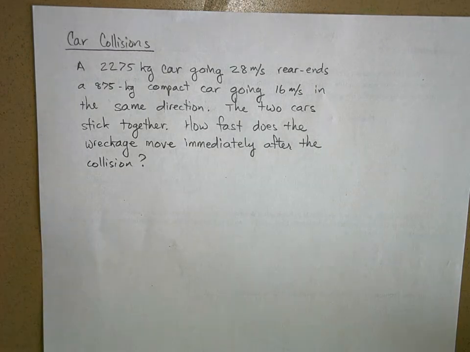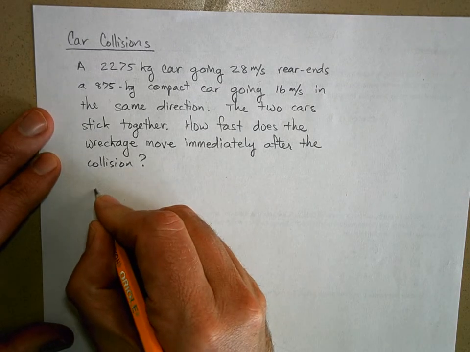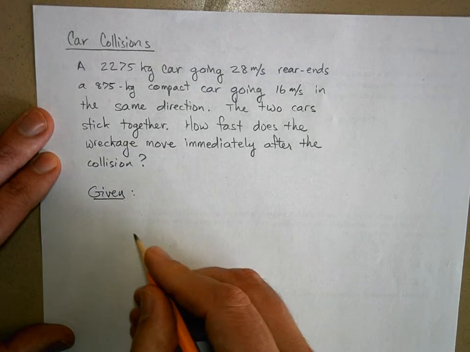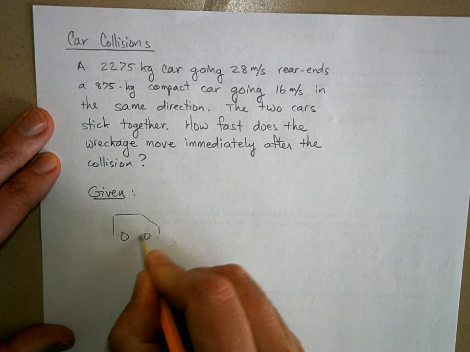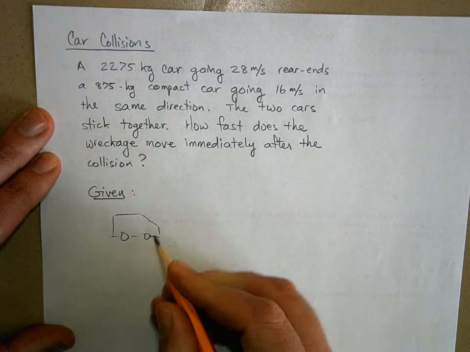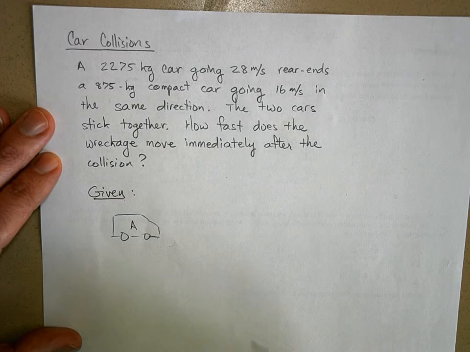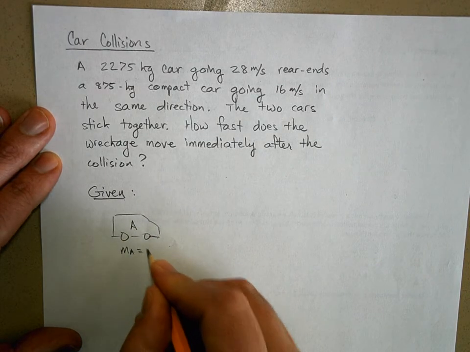So this is a classic collision problem where you use conservation of momentum. Let's set this problem up, given. Okay, so here's our bigger car. I'll draw like an SUV or a van or something. We'll call it car A, just like the book does. And it has, we know what MA is.